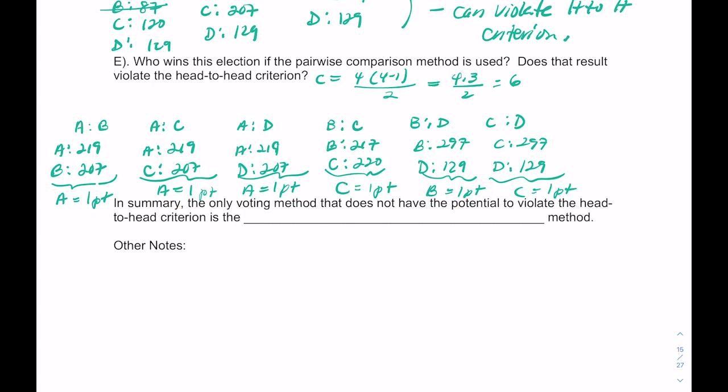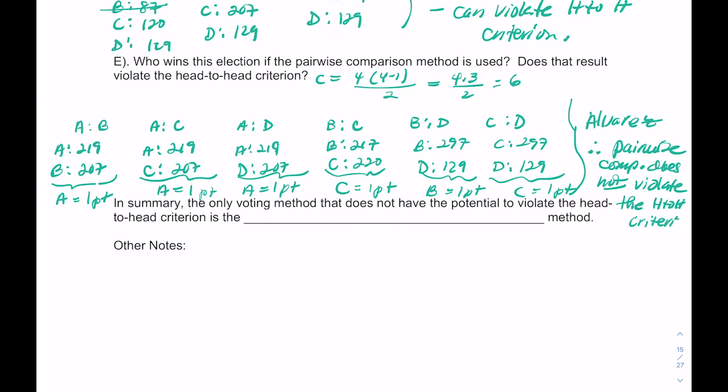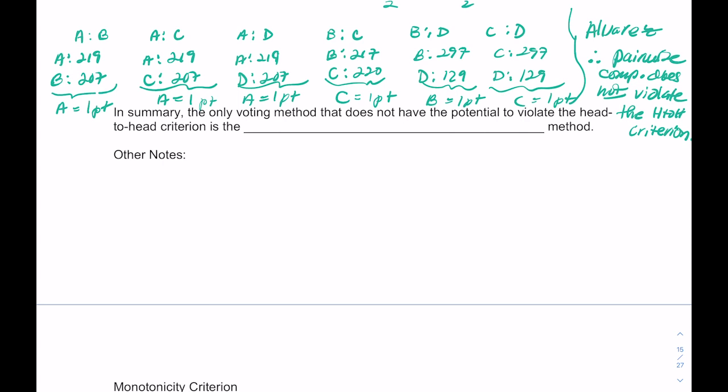So Alvarez is the winner, and remember, that is also what we got in the head-to-head criterion when we were checking the fairness of it. So pairwise comparison does not violate the head-to-head criterion. The only voting method that does not have the potential to violate the head-to-head criterion is the pairwise comparison method. The other 3 methods, we noted, did have the potential to violate it.